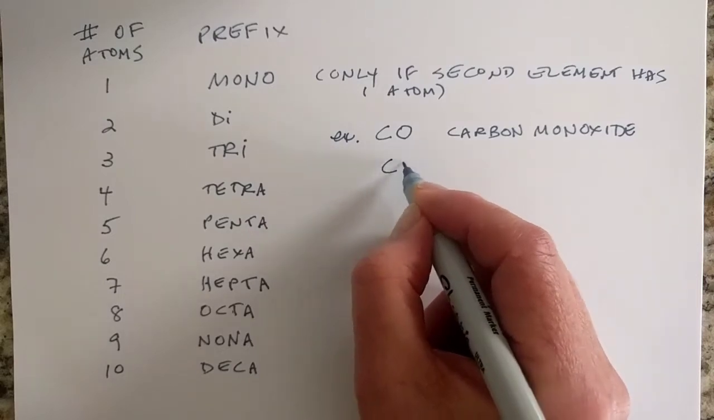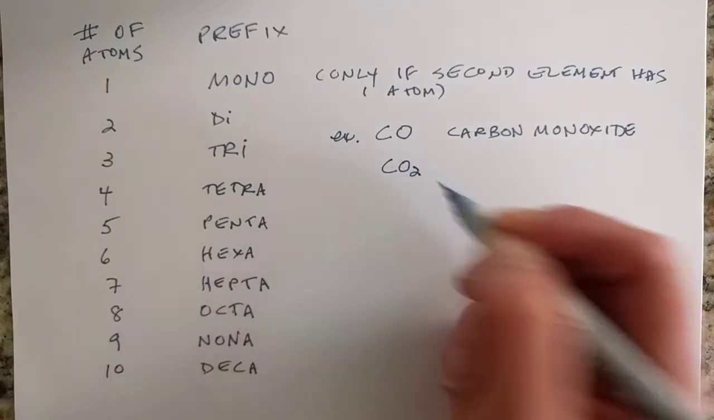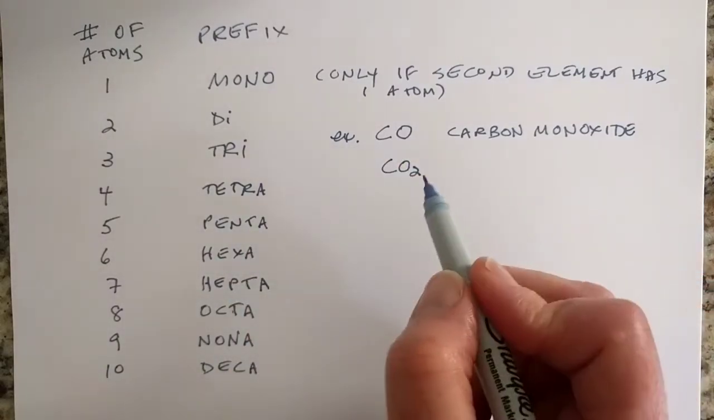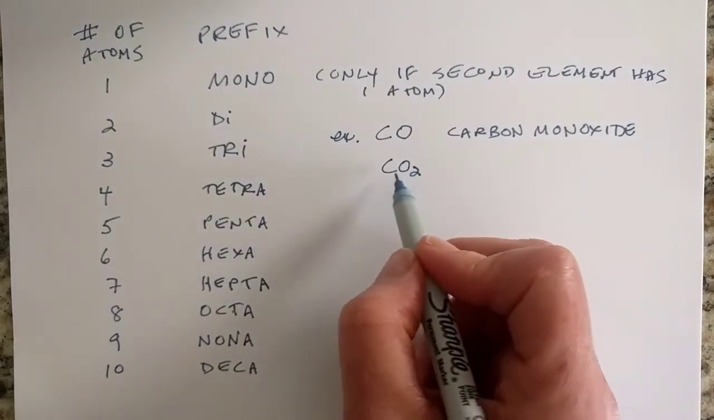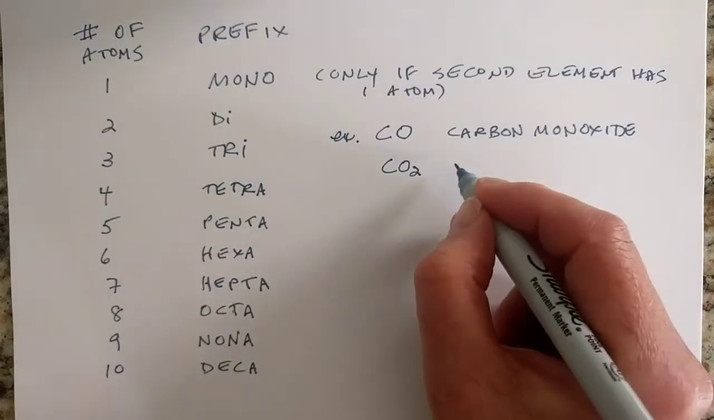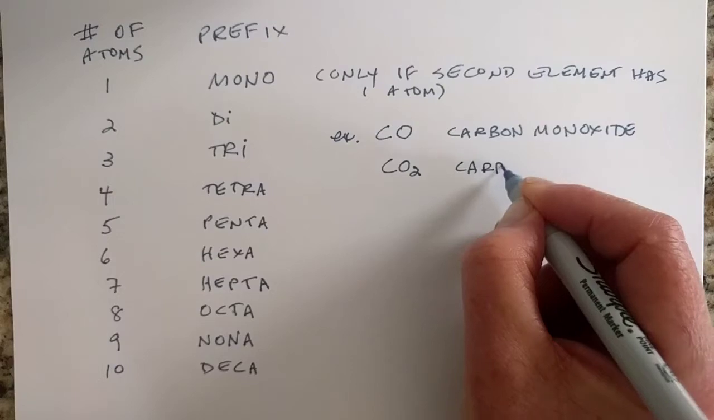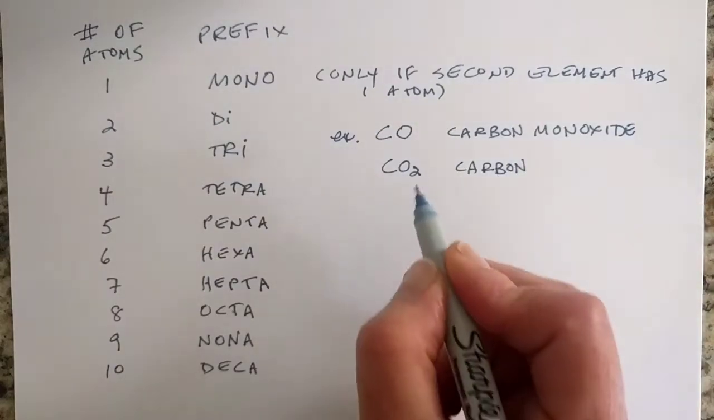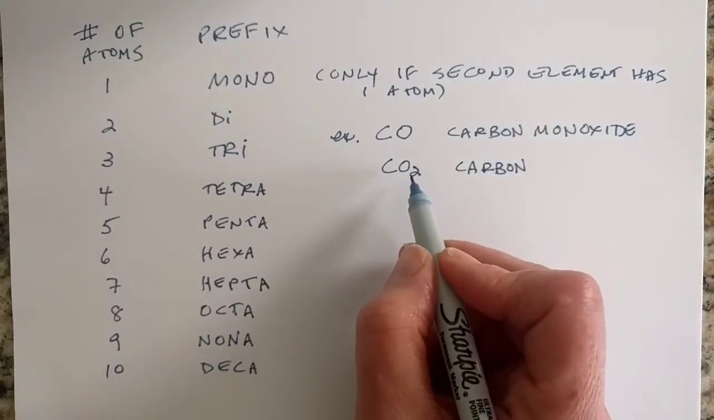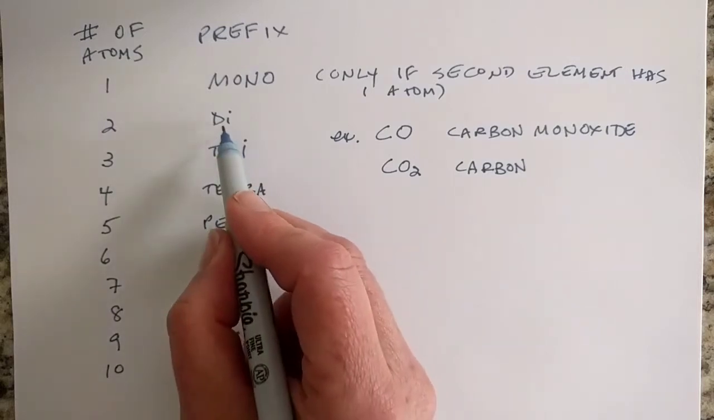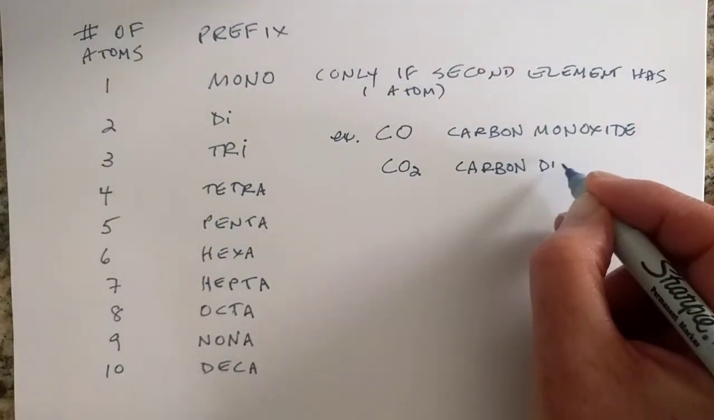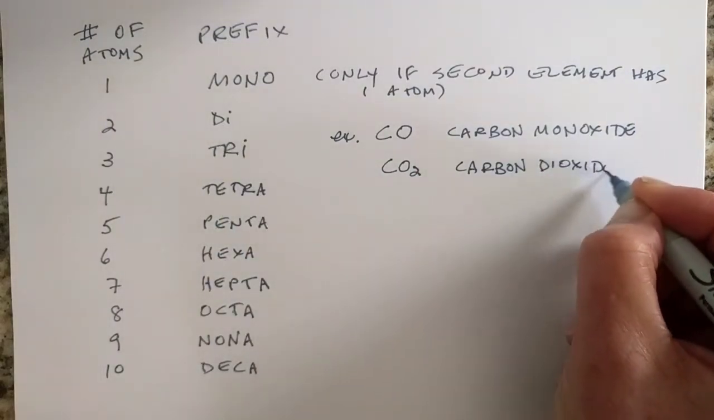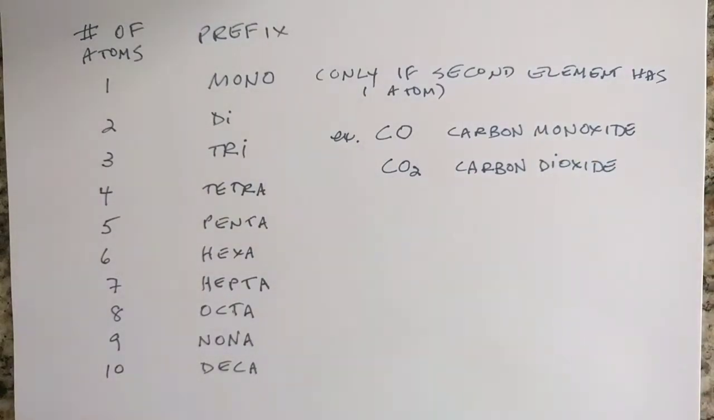All right, if we have CO2, you probably know what this is without using the system, because we've been using the prefix system. So one carbon is just carbon. Now we have 2 oxygens, our prefix goes in front. 2 is di, so this is dioxide. Carbon dioxide, you probably already knew that.